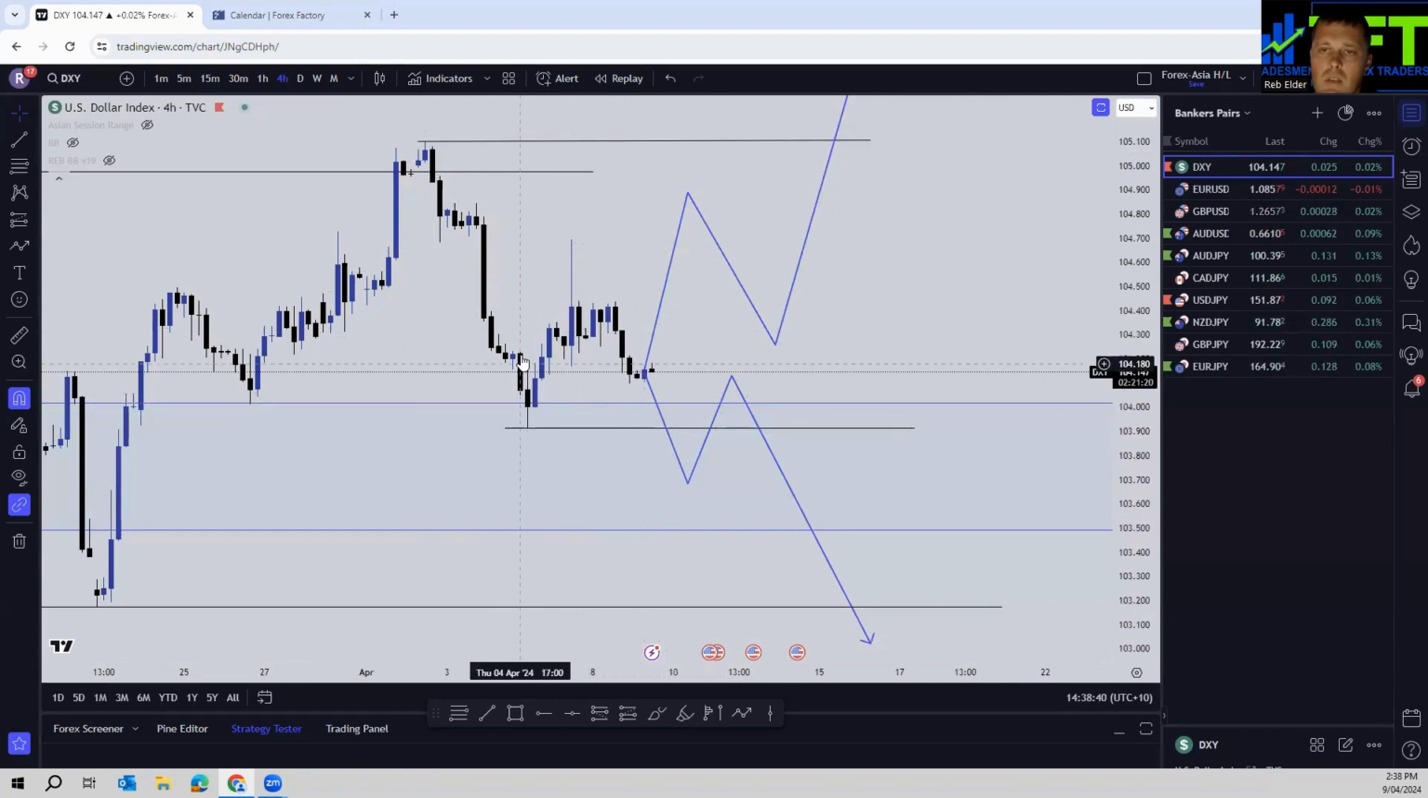So at the moment, it's looking slightly bearish, but we would need to wait and see, are we going to take out this high or are we going to take out this low and give us a trend or direction to trade from.